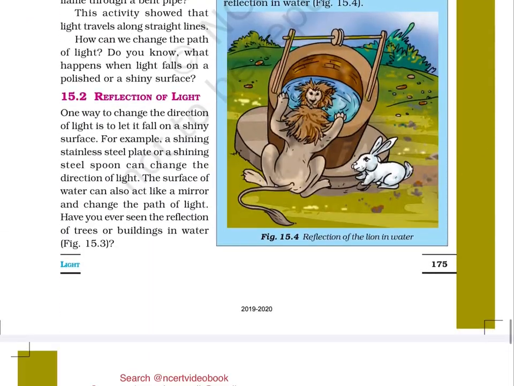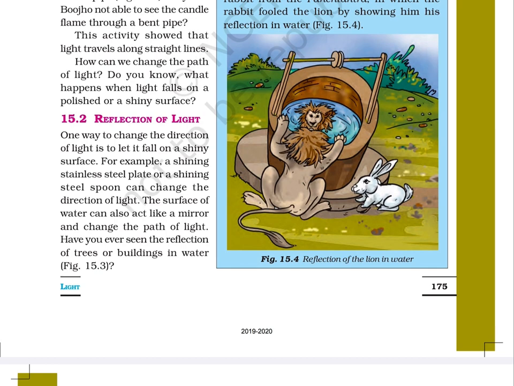Page 175. This activity showed that light travels along straight lines. How can we change the path of light? Do you know what happens when light falls on a polished or a shiny surface? 15.2. Reflection of light. One way to change the direction of light is to let it fall on a shiny surface. For example, a shining stainless steel plate or a shining steel spoon can change the direction of light.